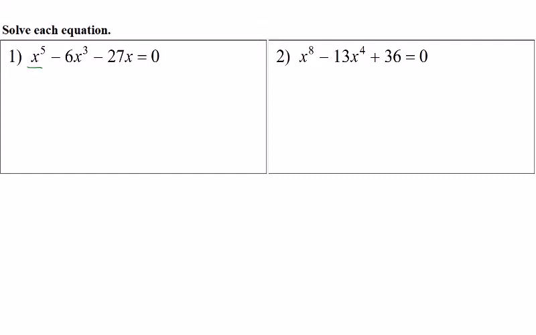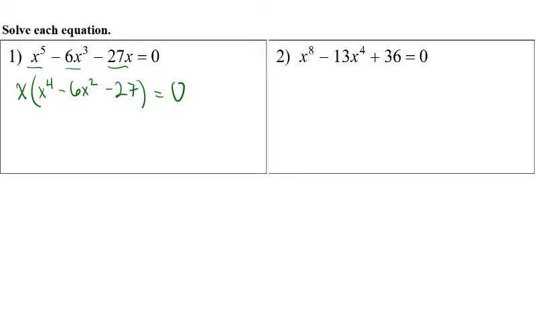So the term that is common with all of these is x, right? So I'm going to factor out an x. And that's the greatest common factor, right? There's nothing else besides x that goes into those, that's bigger than 1. So now when I factor out an x, I'm going to get x to the 4th minus 6x squared minus 27, right?